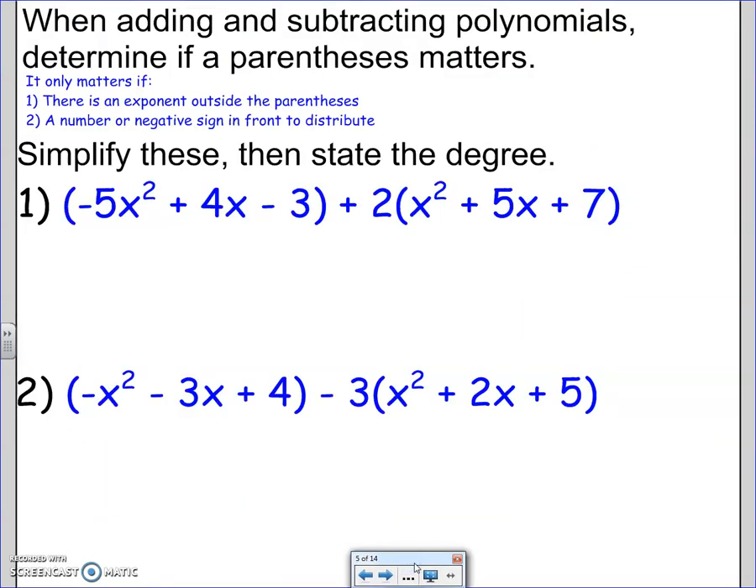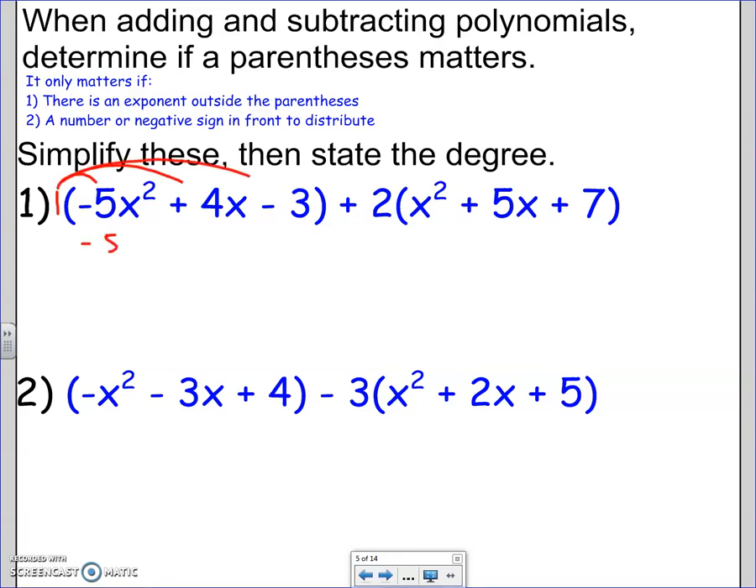Alright, anyways, when adding and subtracting polynomials, determine if parentheses matters. It only matters if there's an exponent outside the parentheses, or if there's a number or negative sign in front to distribute. So we're going to simplify this, take the degree. This first parentheses does not have anything. We put an invisible 1 here and distribute that. You can. So I'll just do that.